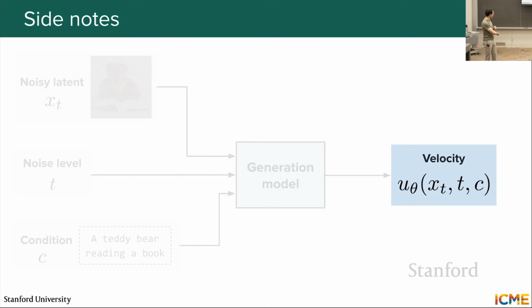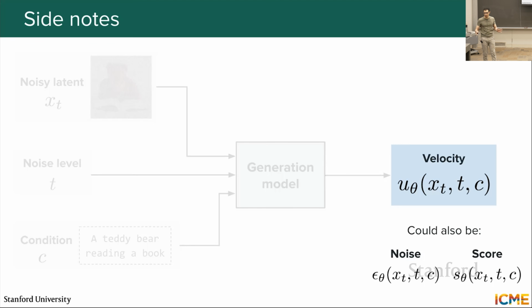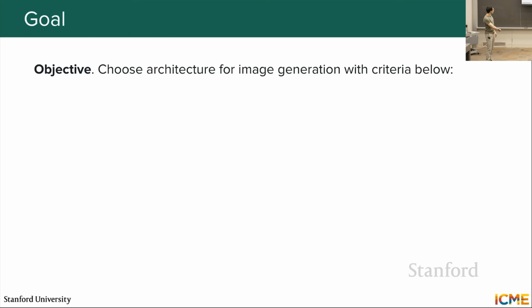And then another thing is, of course, the output. I mentioned there are several ways to parameterize your generation. You can either predict the velocity, or of course, the noise or the score. All of this is roughly the same thing. But just for the sake of consistency, we're just going to say that we're going to predict the velocity, just because nowadays most models do that. So with that in mind, what do we want our model to be?